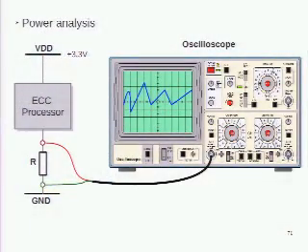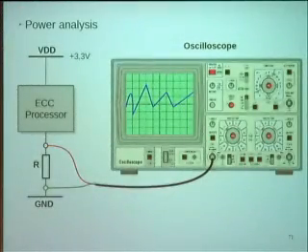So this is a typical simplified setup for power analysis. You have an ECC processor here, and you want to measure the current that's flowing through the ECC processor. So what you do, you insert a resistor here, and you measure the voltage drop here. That's basically equivalent to the current that's going through it. And you measure it with the oscilloscope, and you see it on the screen. We call this thing a power trace.